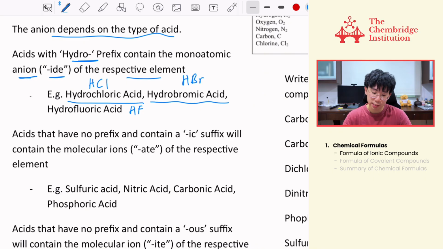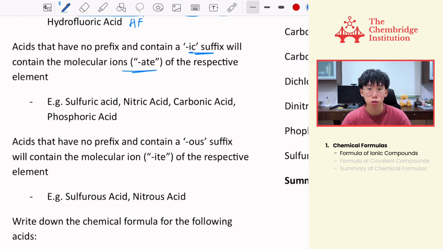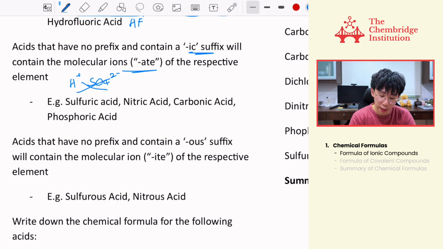Next, acids that have no prefix and contain an ic suffix contain the molecular ions with an ate of the respective element. Let's take a look at some examples. Sulfuric acid. Acid means it's an H. Sulfuric acid means it has a sulfate anion. So it has an SO4 2 minus ion as well. It's H plus ion. So if you crisscross, you'll get H2SO4 in the end. So you treat it like an ionic compound.